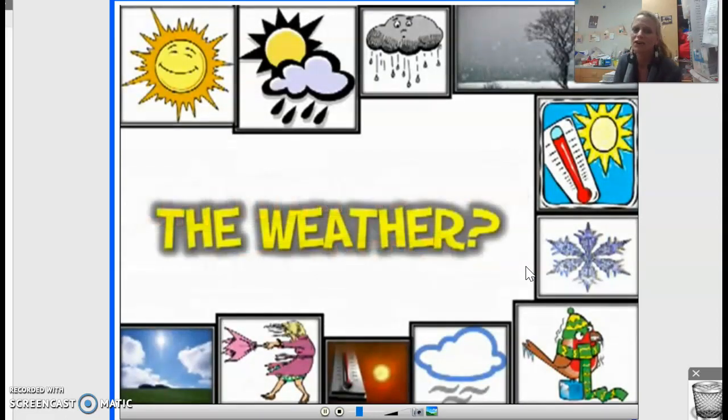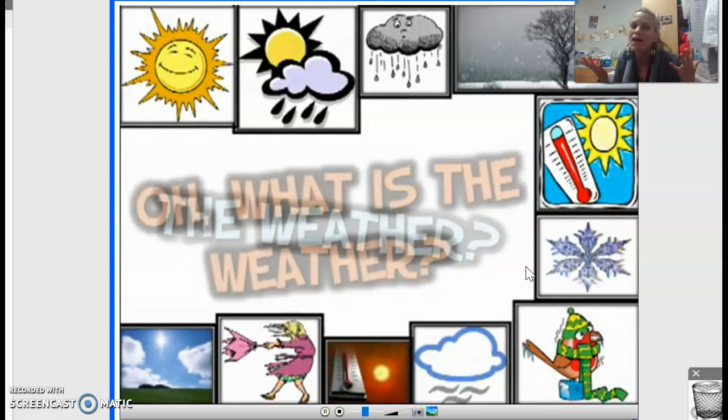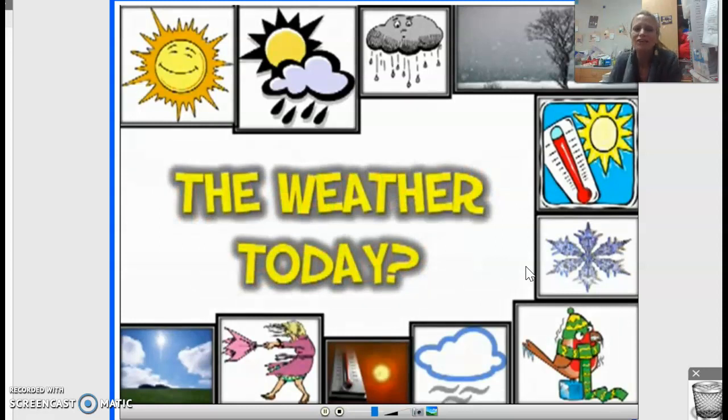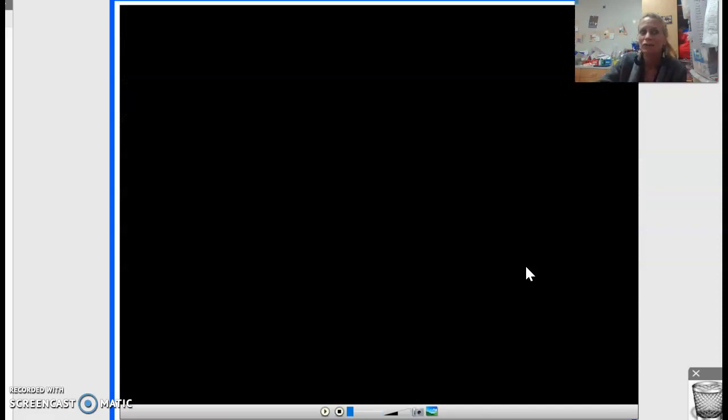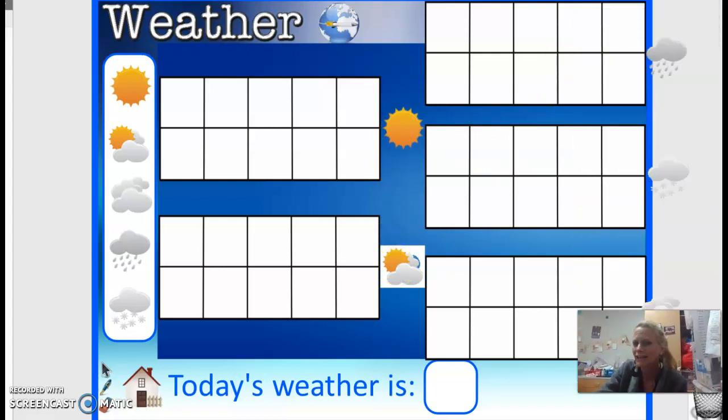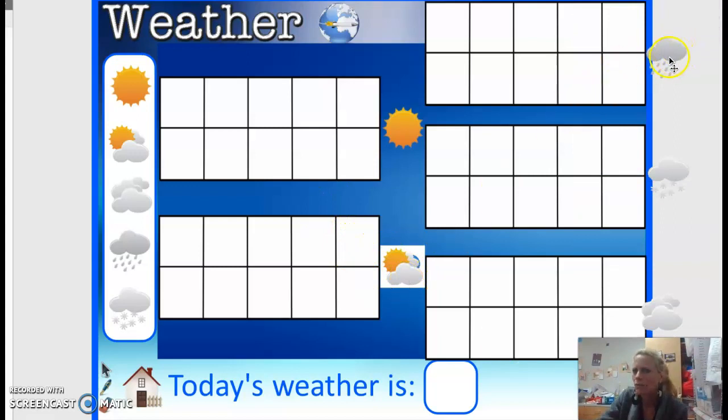What is the weather? The weather today. Go ahead and go look outside and tell me what you see. This time we're going to be making a weather 10 frame. So it could be sunny, cloudy, partly cloudy. It looks like with sun today. We have rainy, we have snowy, and we have all clouds. So what is the weather like today?